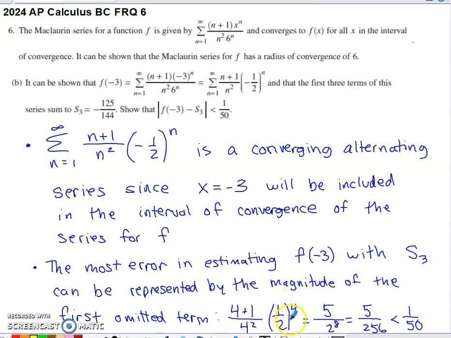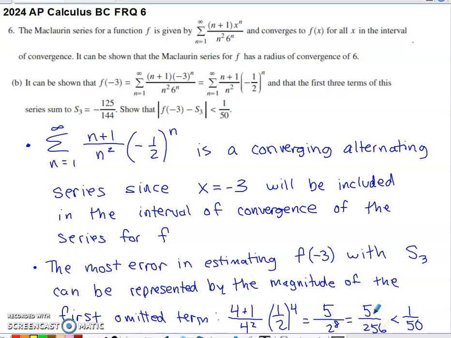Now, I do have to simplify this because it's asking me to show that this error is going to be smaller than 1 over 50. So if you think about what we've got going on in the numerator, it's 5 times 1, so numerator is pretty easy. This right here is 2 squared, and then this is 2 to the 4th in that denominator, so that's going to be 2 to the 8th total. 2 to the 8th is 256. 5 over 250 would reduce to 1 over 50.